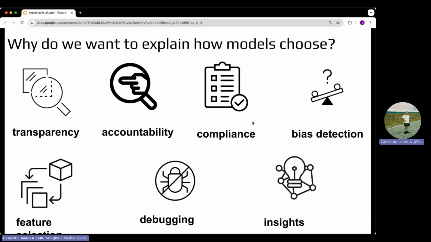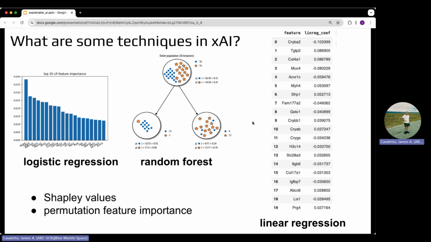Six is debugging. We can use explainable AI to debug individual incorrect predictions. Knowing which features to attribute to an incorrect prediction may shed light on the problem in the data pre-processing step, for example. And last is insights. Explainable AI can help us learn novel relationships and correlations between predictors and responses.